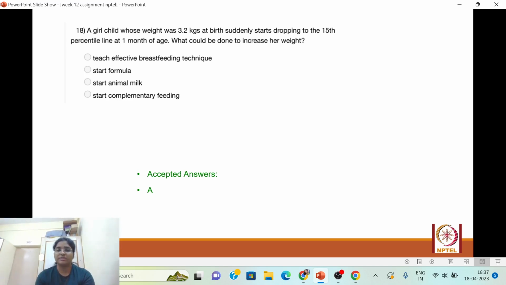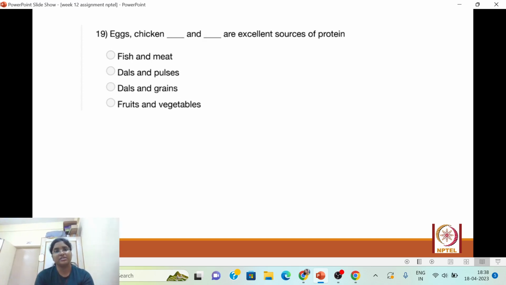Next, eggs, chicken, dash and dash are excellent sources of protein. Fish and meat, dals and pulses, dals and grains, fruits and vegetables.